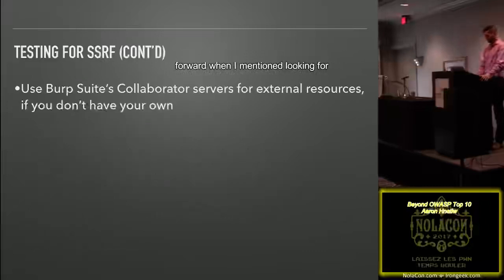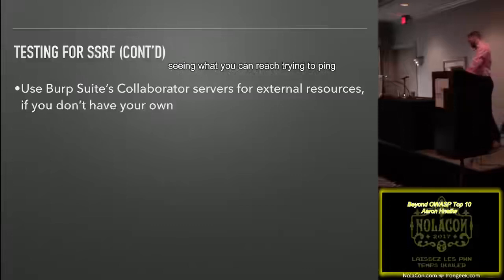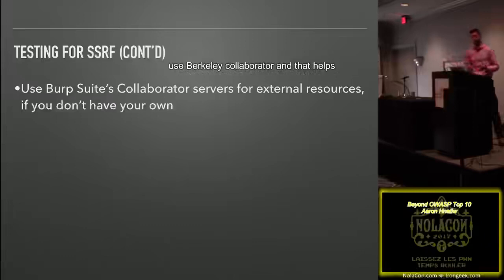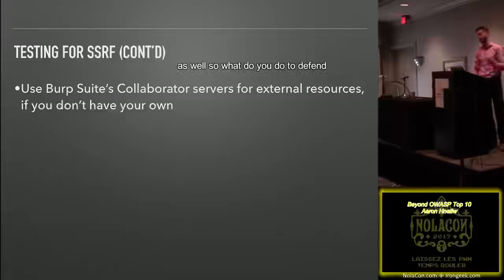Moving forward, when I mentioned seeing what you can reach, trying to ping out to external services, if you don't have your own server set up that you want to ping when you pass in an external domain, Burp Suite Collaborator is a fairly new thing in Burp Suite. It gives you a unique URL, and every time it gets a request to that URL, it will show up in Burp Suite as a potential vulnerability, as a hit. So if you don't want to spend like $5 a month on a DigitalOcean server, you can just use Burp Suite Collaborator, and that helps as well.